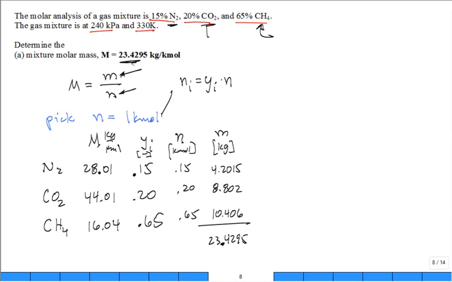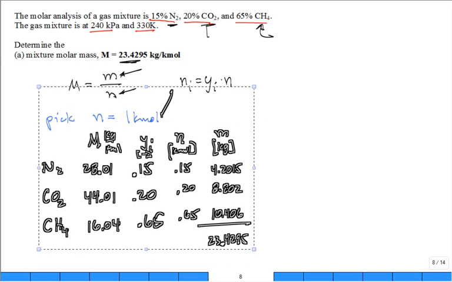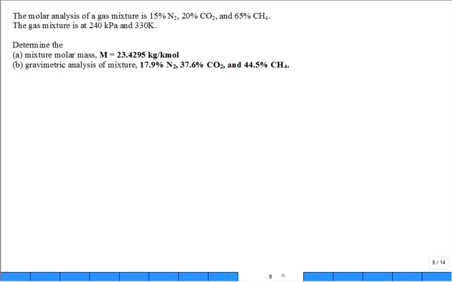All right. Let's continue on. You ready to continue on? What I'm going to do is copy this table right here because I think I'm going to build on it in a second. We have the same mixture, the same problem. Part B, though, we're continuing. Perform a gravimetric analysis of the mixture.